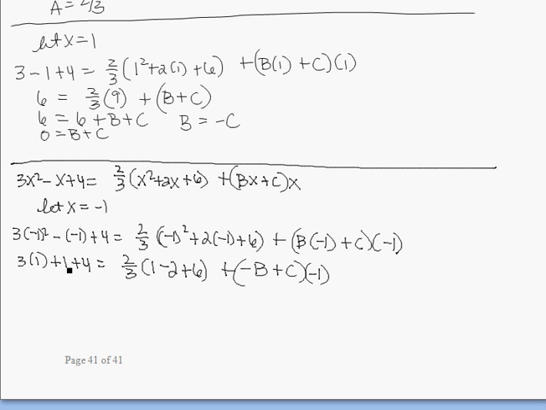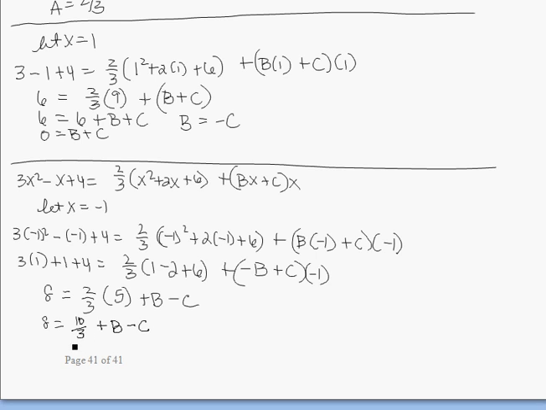So 3 times 1 is 3, plus 1 and 4 is 8. Then 2/3 times: 1 minus 2 is negative 1, plus 6 is 5. And then I distribute this negative 1. I'm sorry, that's actually plus b minus c. So this is 8 equals, let's make that 10/3, plus b minus c.